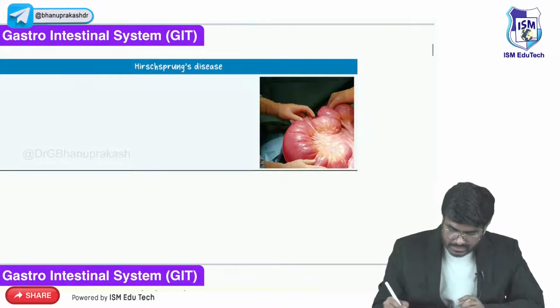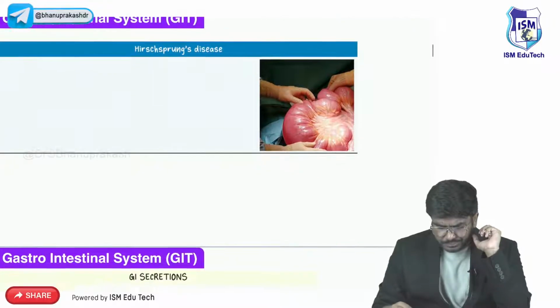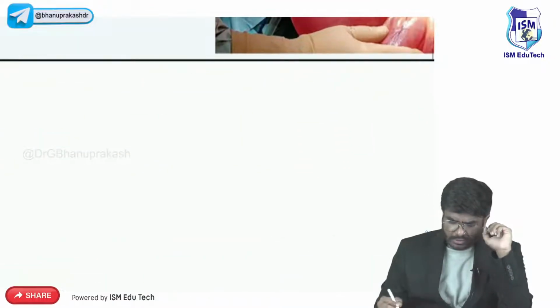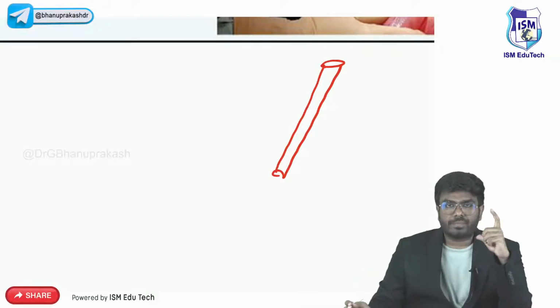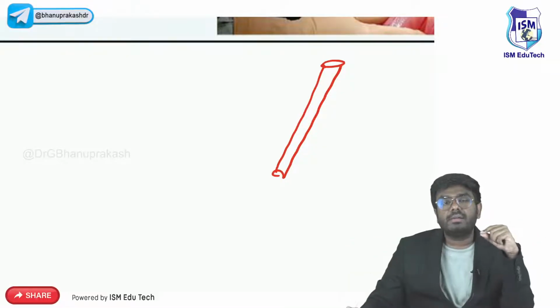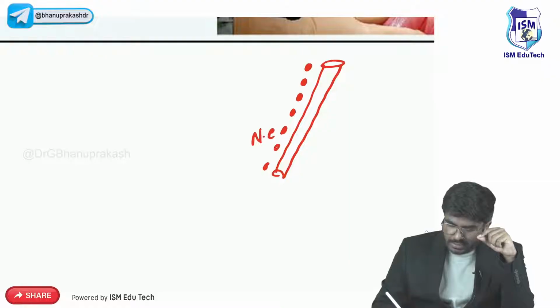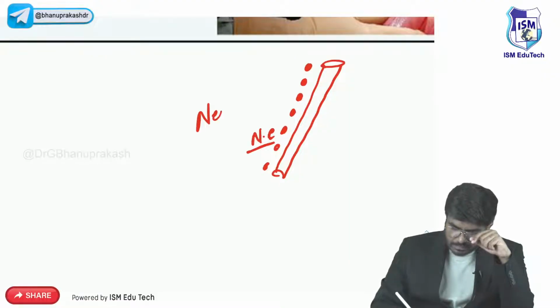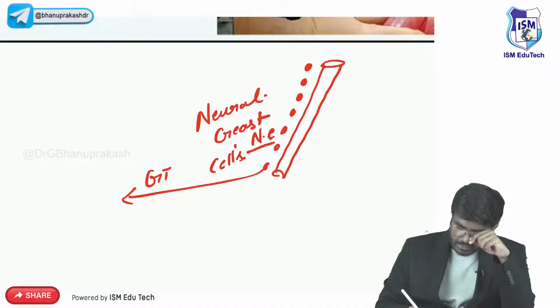Okay, so Hirschsprung disease. Now normally, let me tell you, this is a very important thing. When you are an embryo, the neural tube is forming. When you are a developing fetus, you have a neural tube. Surrounding this neural tube, there are cells called neural crest cells. These are the neural crest cells. They migrate to the GIT.